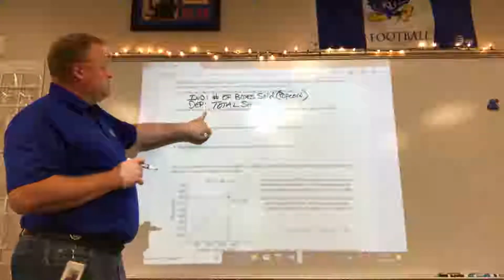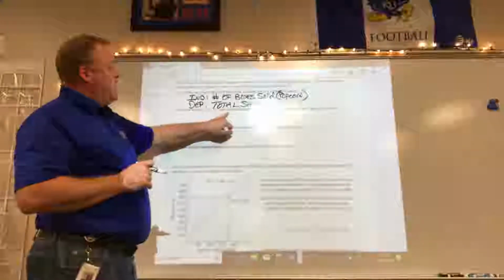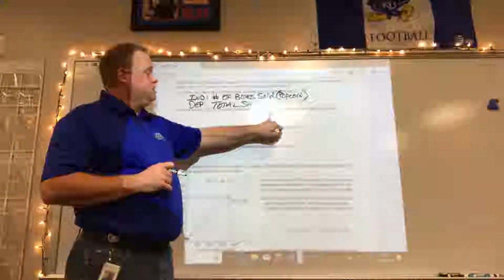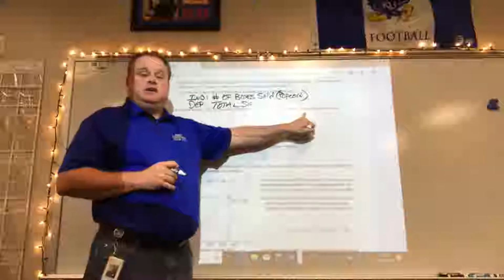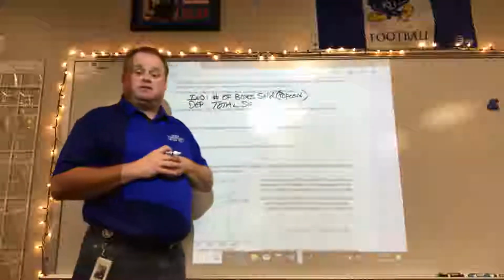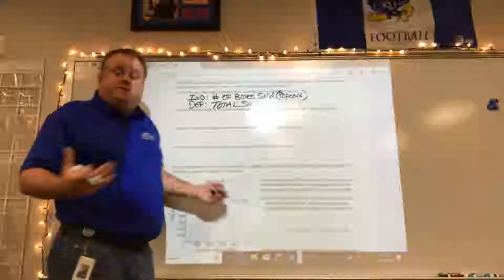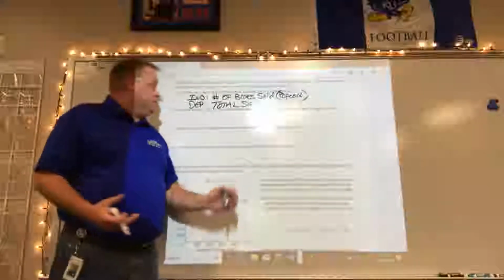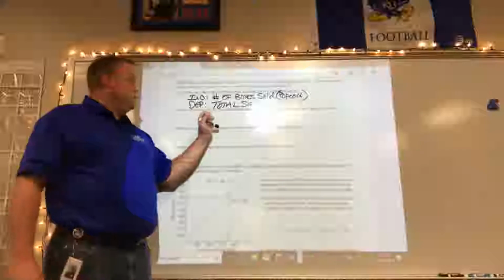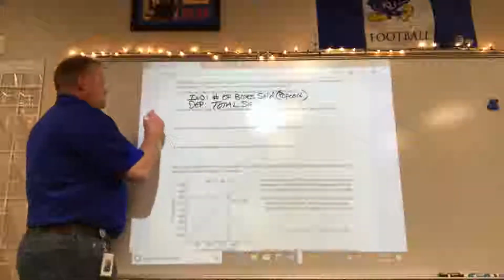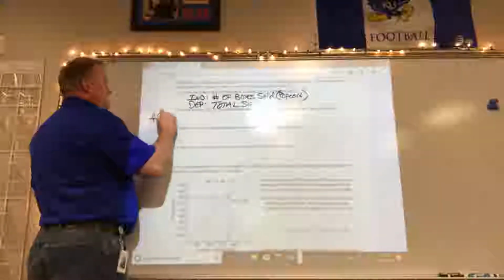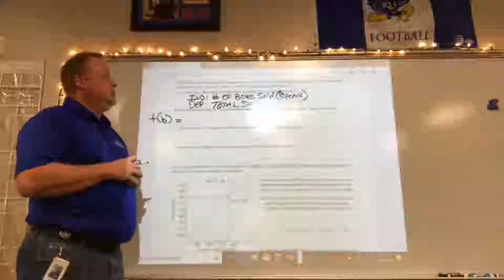Write a function in terms of f of b to show Alan's total sales as a function of the number of boxes of popcorn he sells. So I want to write a function, okay? Well, that just means an equation, right? I'm going to write an equation. In this case, an equation of f of b. So I know that f of b must be equal to.